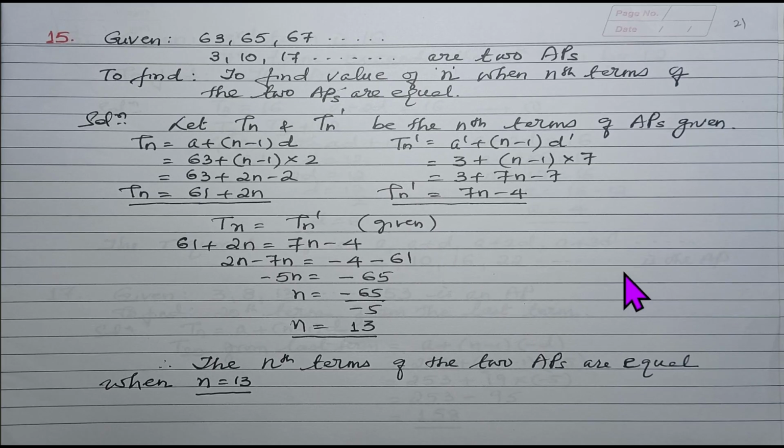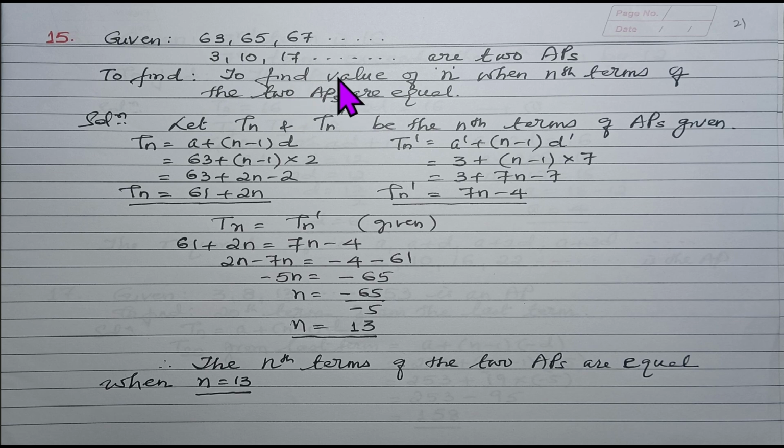Remember that. Now coming to the next example, we are given 63, 65, 67 and 3, 10, 17 dot dot dot as two APs. Now we have to find the value of n when the nth terms of the two APs are equal. Again I'll repeat, there are two APs given to us.